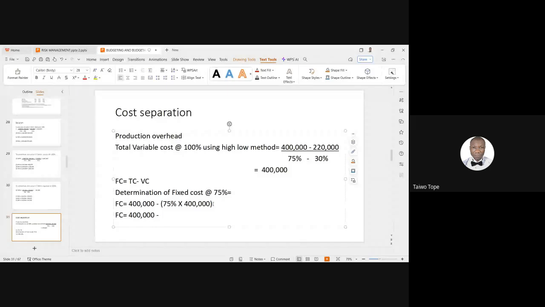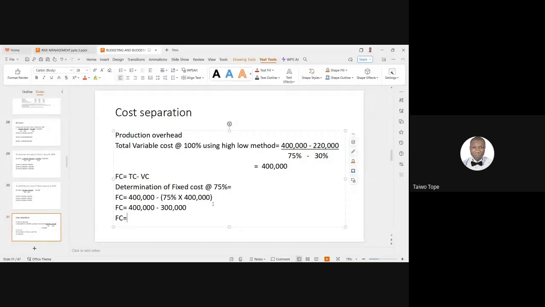Fixed costs will be equal to 400,000 minus what? 300,000. Your fixed cost will be what? 100,000. Fixed cost will be 100,000.